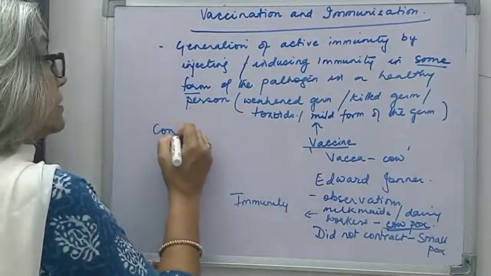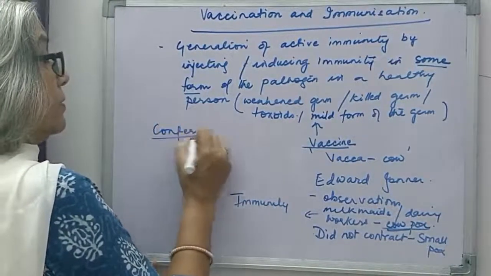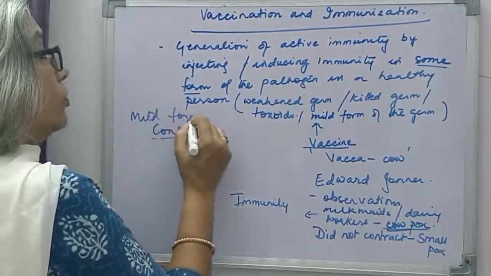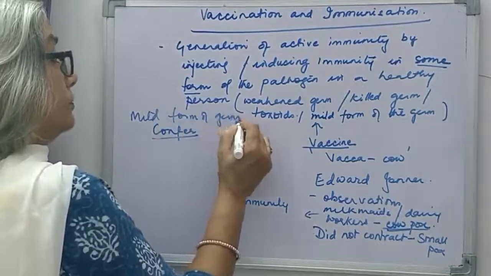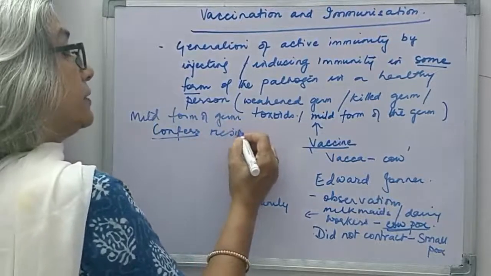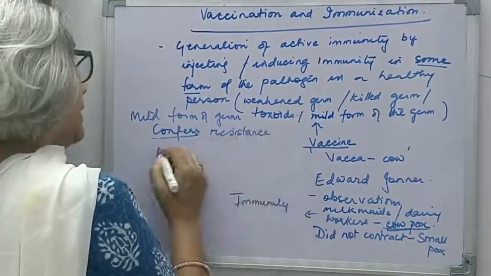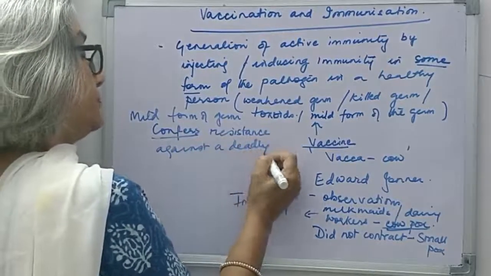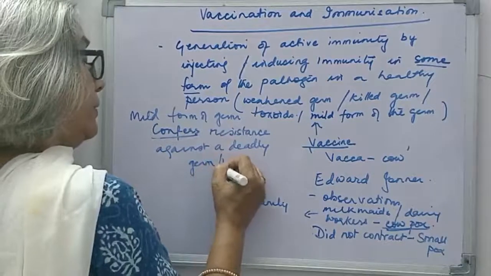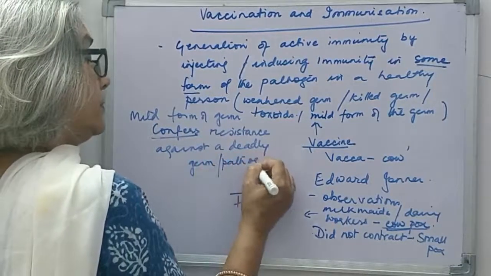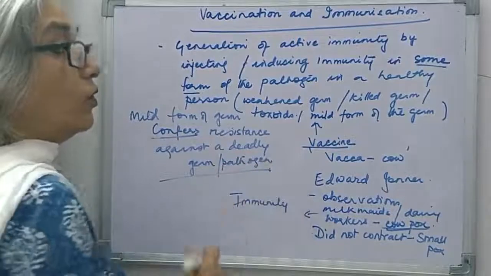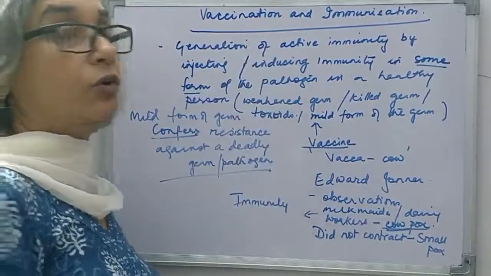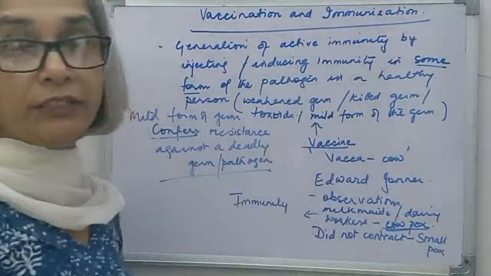So this mild form of germ confers resistance against a deadly germ or a deadly pathogen in immunity, by the process of vaccination, which is also called immunization.